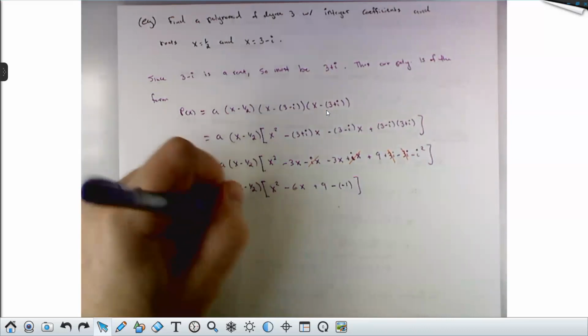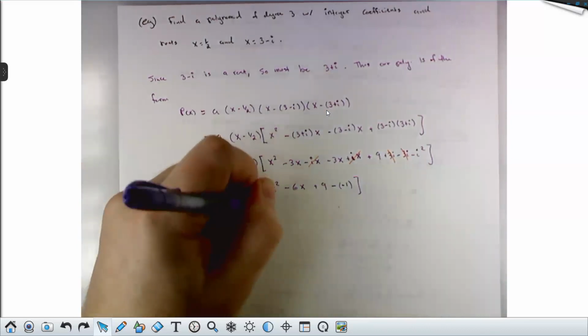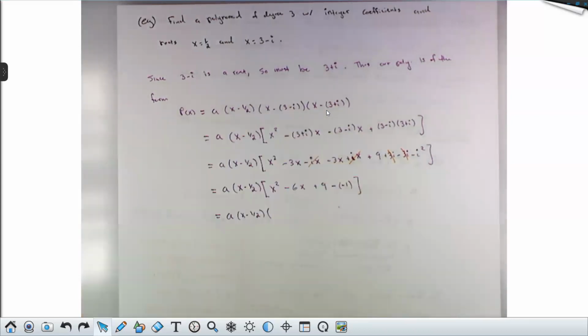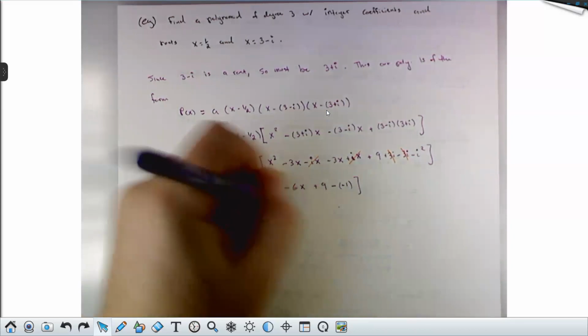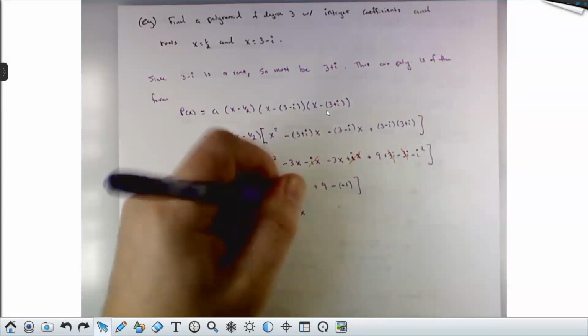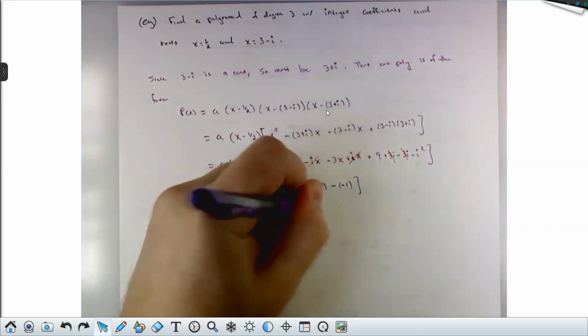So this is A times x minus 1/2 times, I'll stop writing this as brackets now, just use regular parentheses. I've got x squared minus 6x plus 9 minus negative 1 is plus 10.